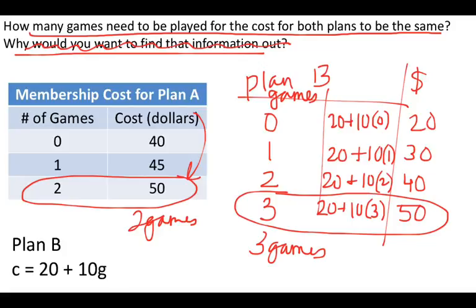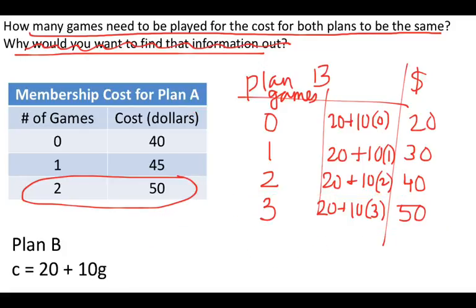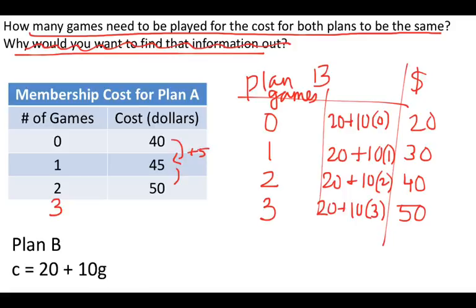The other thing is maybe you don't know how many games you want to play. So let's say you have no idea how many games you want to play, and you just want to start comparing. Then I'm going to continue my table. If I look at my pattern here, I'm adding 5, adding 5, adding 5. So for plan A, it's actually $5 per game. Plan B, it's $10 per game.